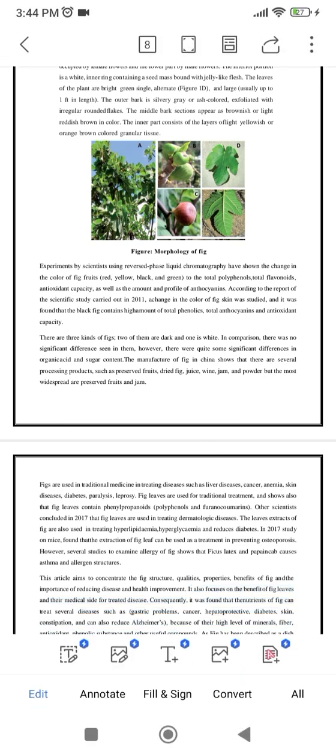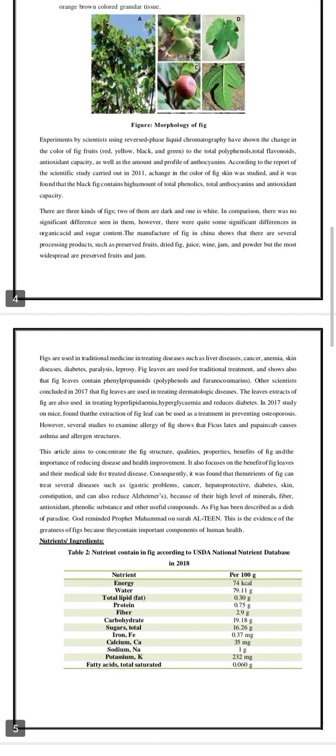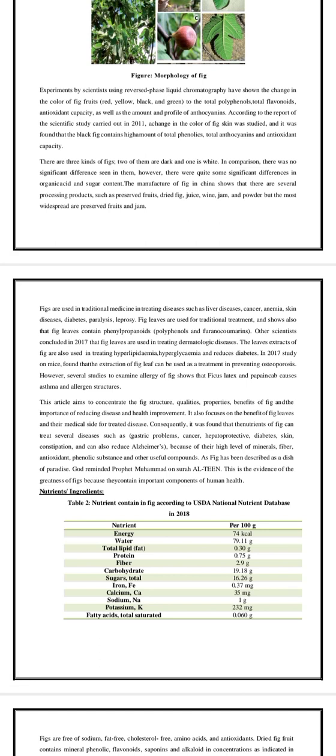Experiments by scientists using reversed phase liquid chromatography have shown the relation between the change in the color of fig fruits, that is red, yellow, black and green, and the total polyphenols, total flavonoids and antioxidant capacity, as well as the profile of the anthocyanins. According to a scientific study in 2011, the change in the color of the fig skin was studied and it was found that the black fig contained a high amount of total phenolics, total anthocyanins and antioxidant capacity.